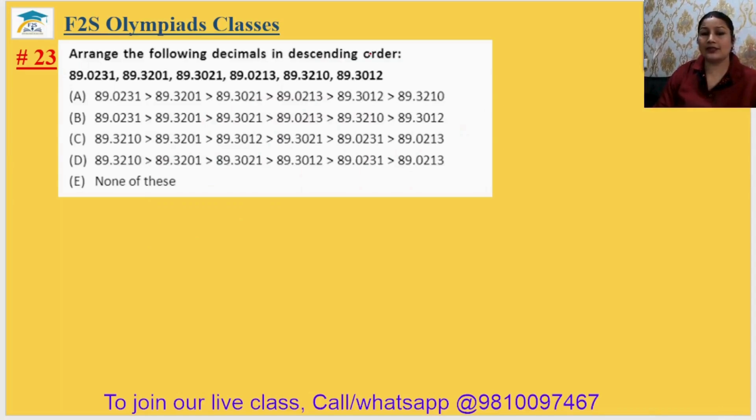Arrange the following in the descending order. Descending order means greatest to smallest. First check with the integral part. Here we can see all the integral parts are same. Then we will check the 10th part. So in the 10th part, this is same, this is same.